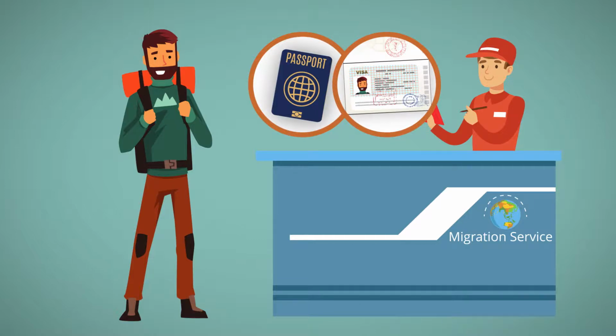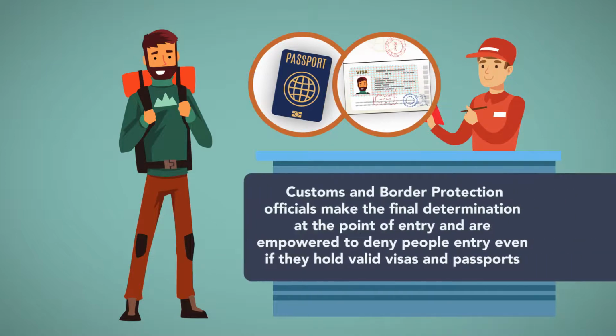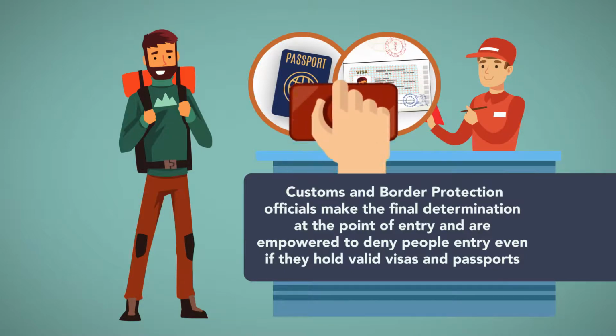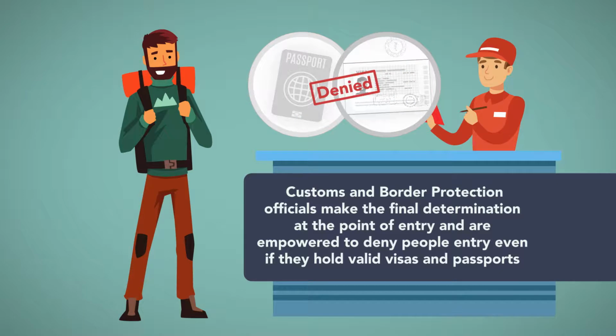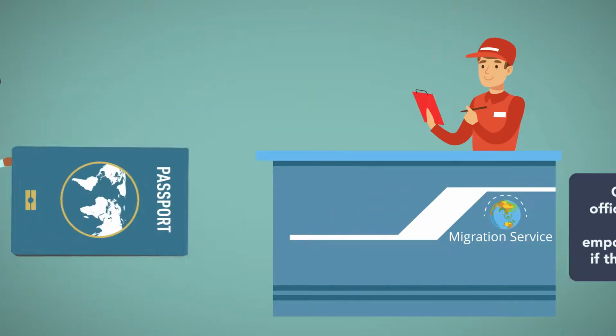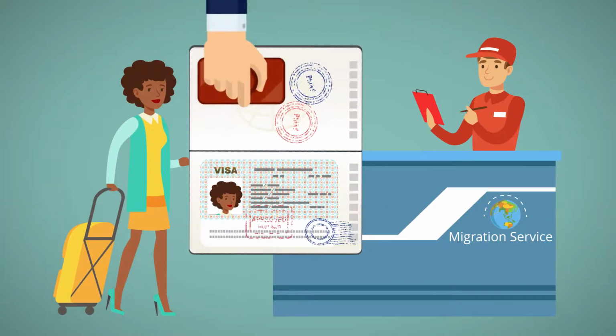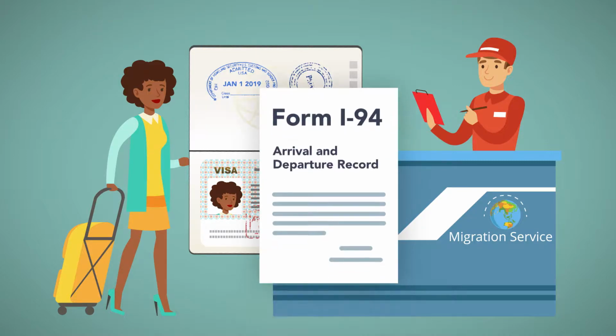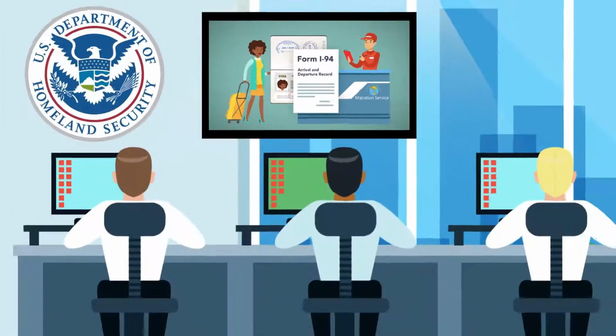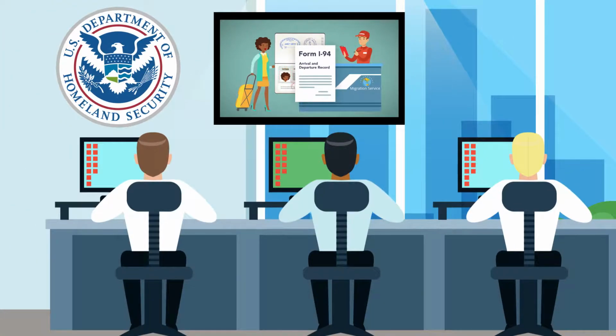Note that having a visa does not entitle the holder to enter the United States. Customs and Border Protection officials make the final determination at the point of entry and are empowered to deny people entry even if they hold valid visas and passports. A traveler permitted entry will receive either an admission stamp in her passport or a Form I-94, Arrival and Departure Record. The Department of Homeland Security maintains programs to facilitate visa-based travel into the United States.